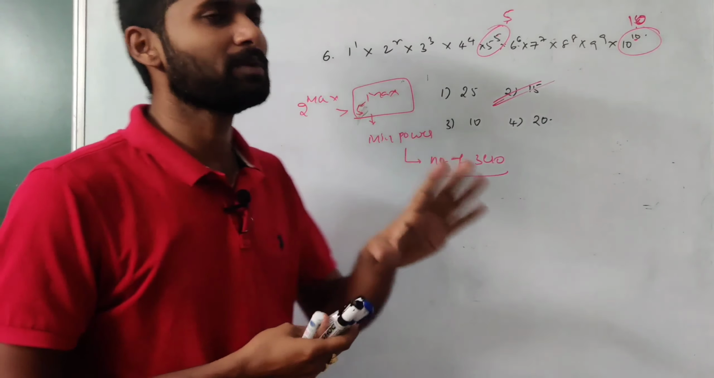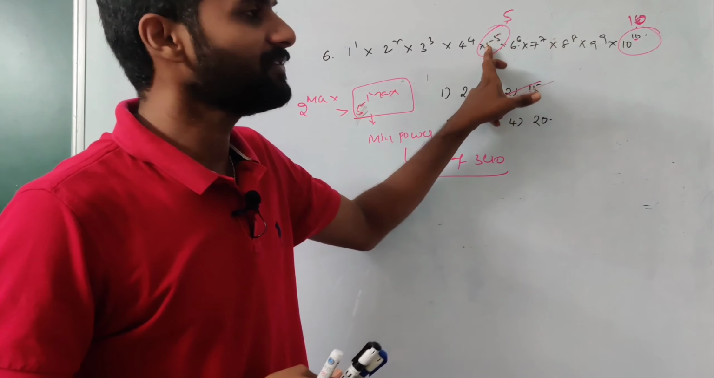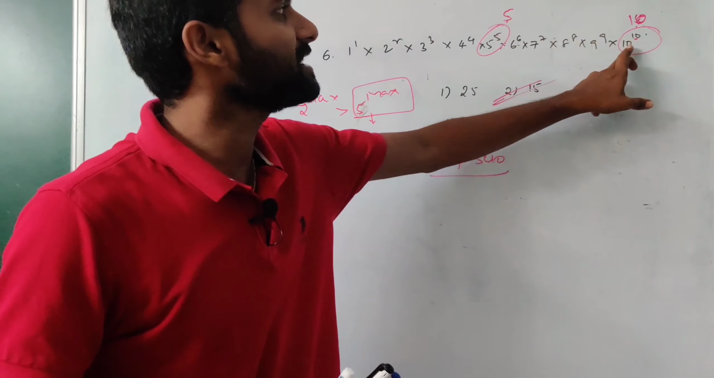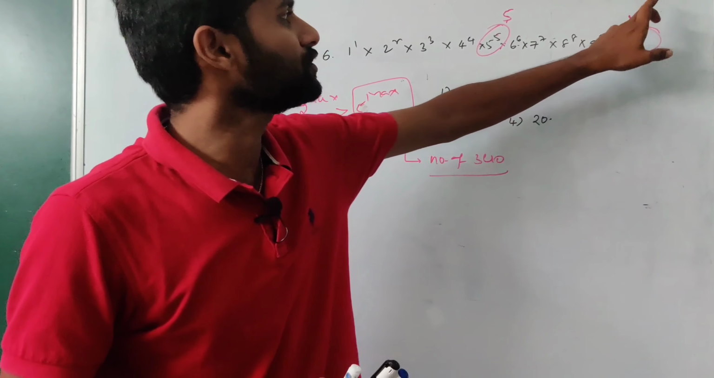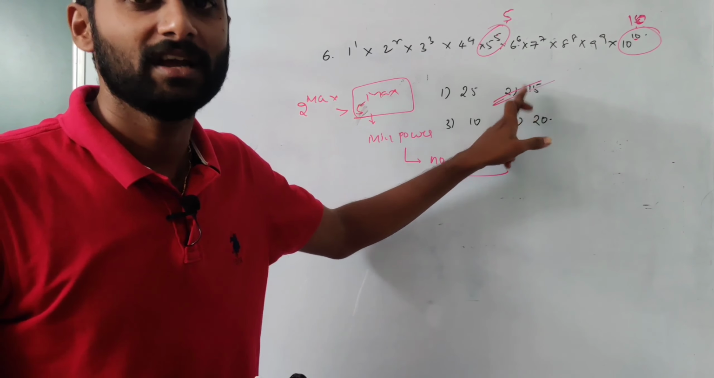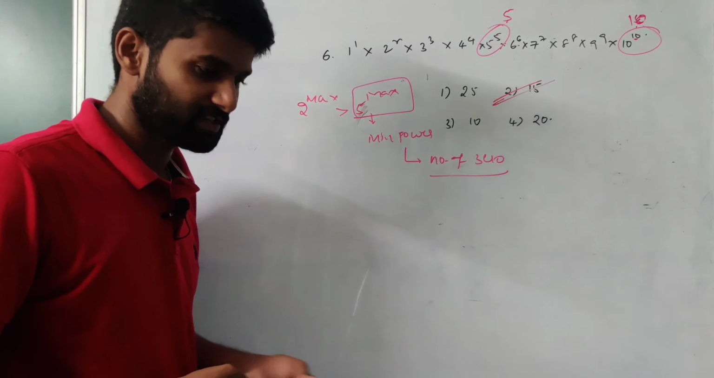Just focus on the number of 5's. Here we get a 5, here we get a 5. Here we have 5 5's, here we have 5 10's. So 10 plus 5, the total number of zeros are 15 only. So the answer is 15.